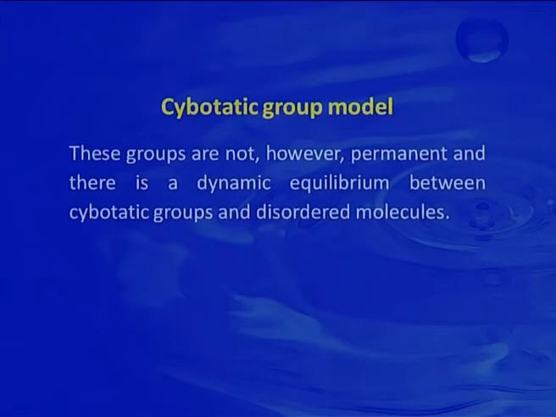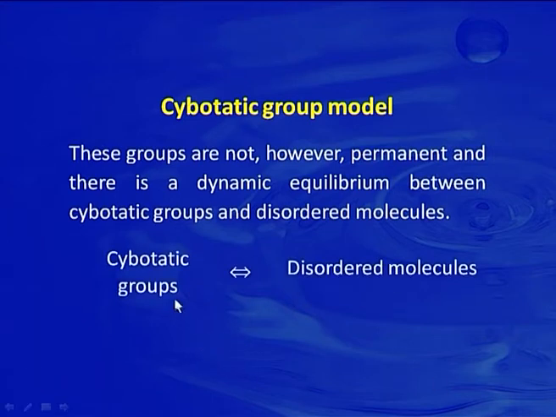According to this model of liquid suggested by Stewart, a large number of well ordered groups called cybotactic groups, each containing a few hundred molecules, are embedded in a mass of disordered molecules. These groups are not, however, permanent, and there is a dynamic equilibrium between cybotactic groups and disordered molecules. Is it clear from this? Cybotactic groups are in dynamic equilibrium with disordered molecules.